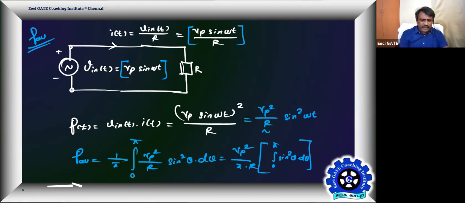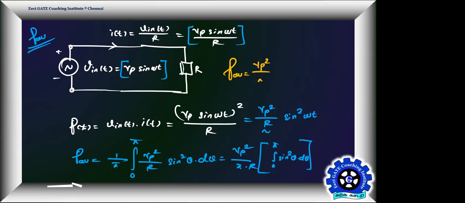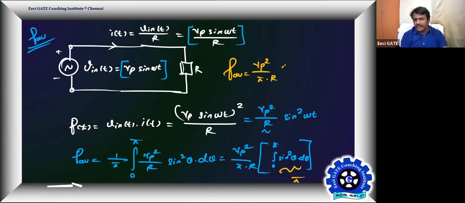Okay, so by taking this directly here, let me conclude P average. What is P average? Vp square divided by pi into R, multiplied by pi. Pi will get cancelled. All of you getting this? Yes, sir.